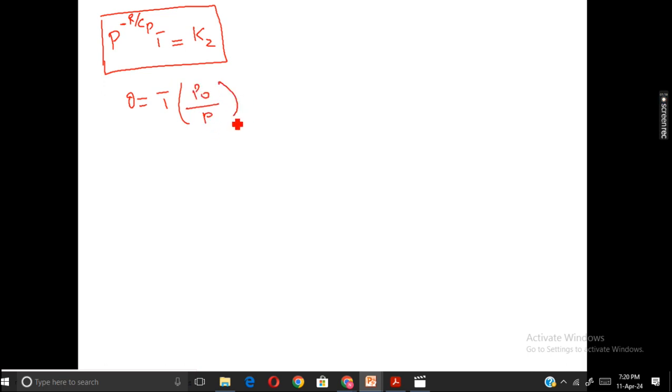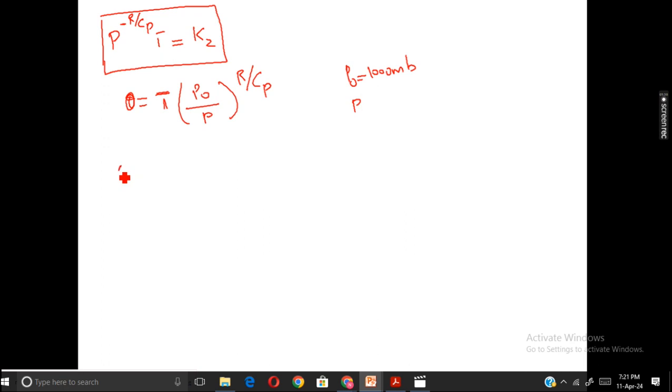So we just got P raised to minus R by Cp into T is equal to a constant K. Now potential temperature is theta equal to T into T0 by P, the whole raised to R by Cp. This is the equation for the potential temperature, where theta is the potential temperature, T is the actual temperature, T0 is the standard pressure which is 1000 mb, and P is the pressure of the parcel.